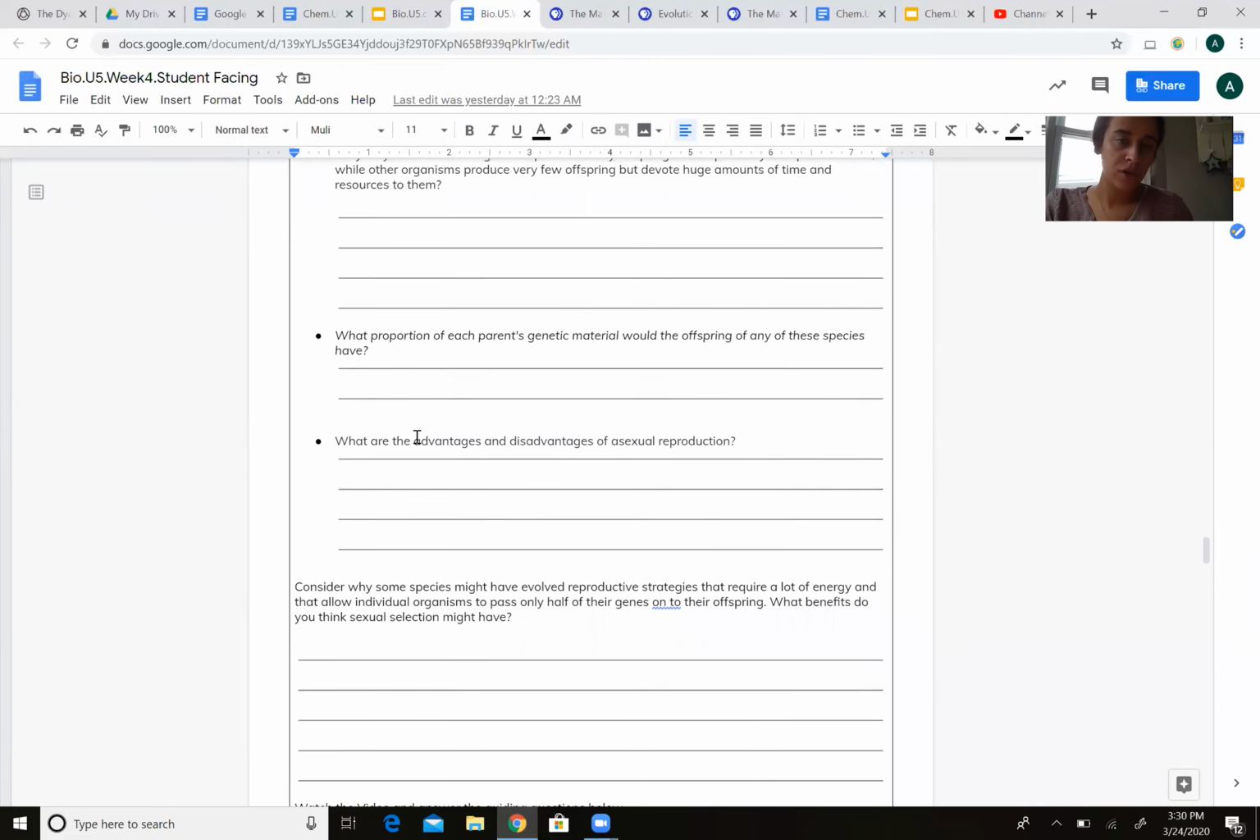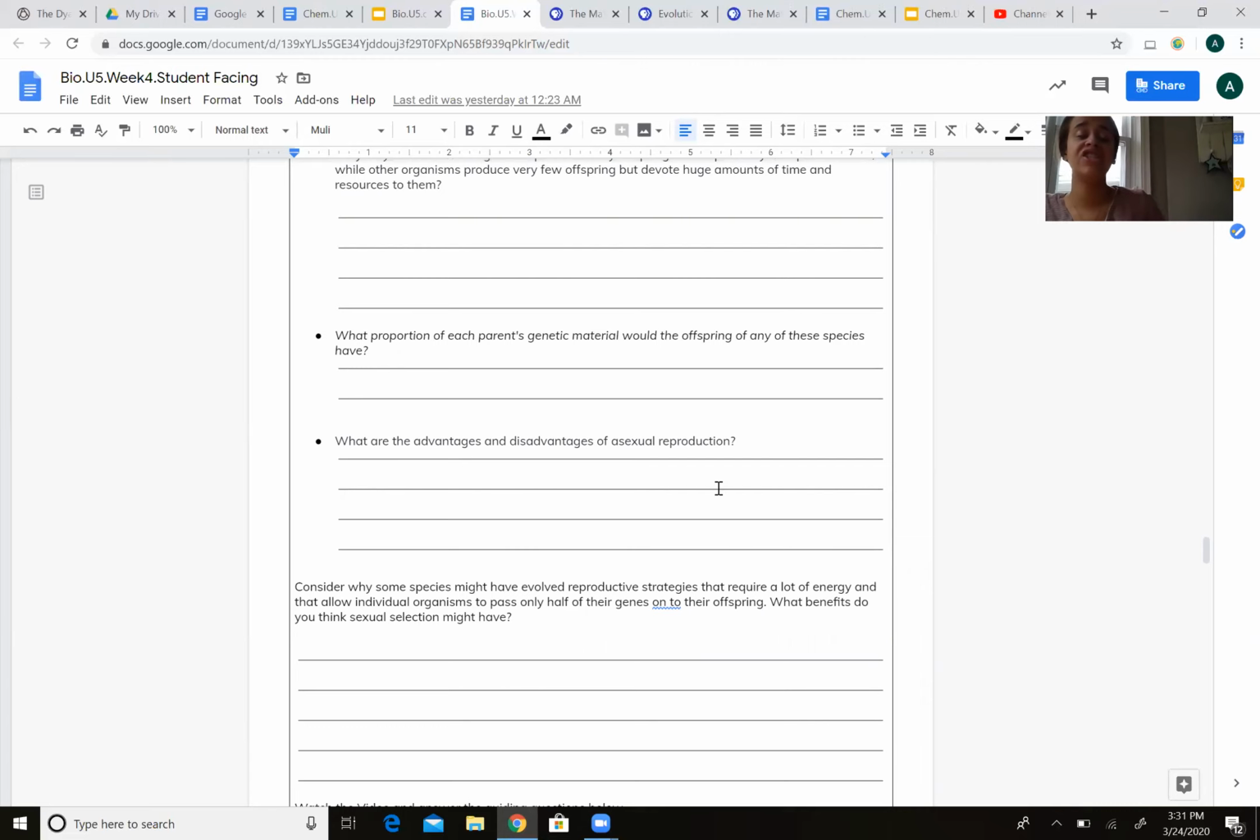What else? So what proportion of each parent's genetic material would the offspring of any of these species have? The nature of sexual reproduction is that you get half of the genetic material from the female and half from the male parent.